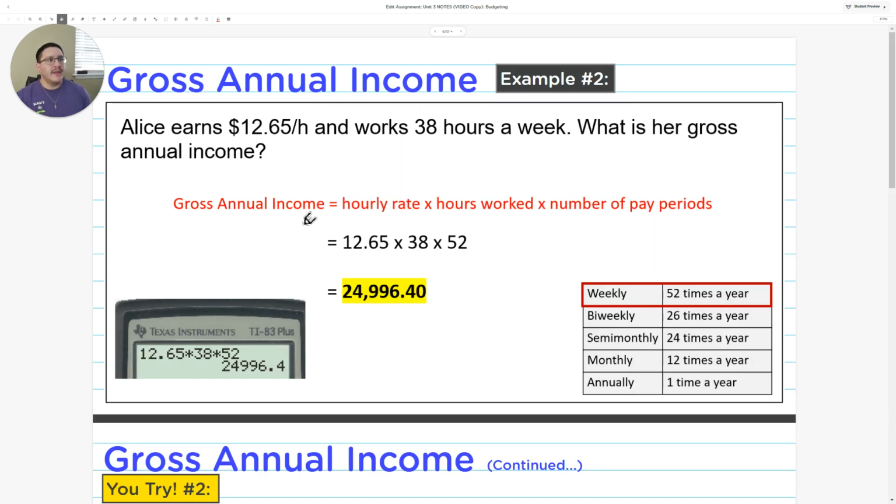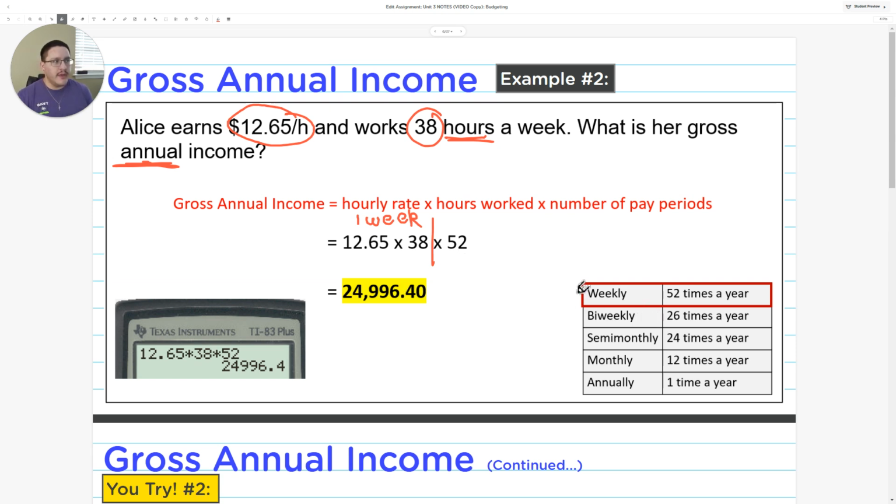Example 2. Alice earns $12.65 per hour and works 38 hours a week. What is her gross annual income? Again, we're going for annual income, so there's one extra thing we have to do. We have to do hourly rate times the hours worked times the number of pay periods. We have $12.65 per hour, and then we have 38 hours a week. If we stop it there, this is how much she gets paid in 1 week. We want to figure out from there how much she gets paid for the entire year.